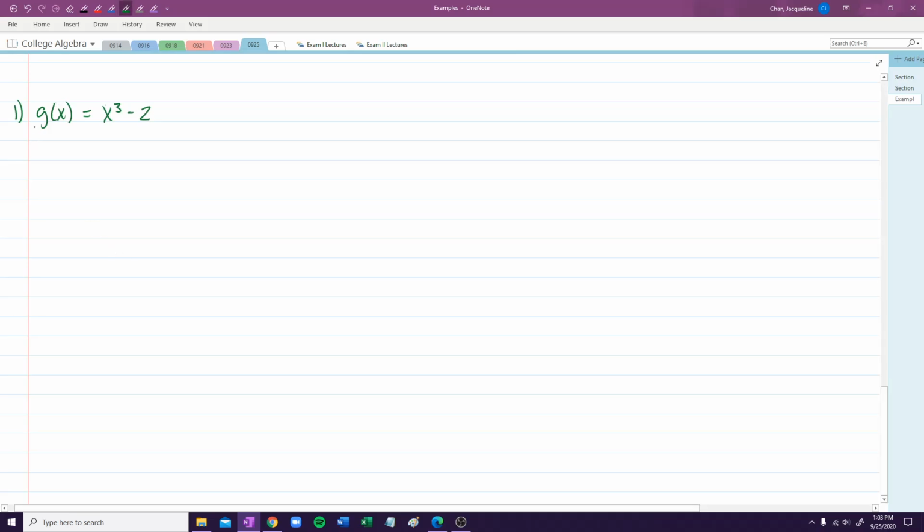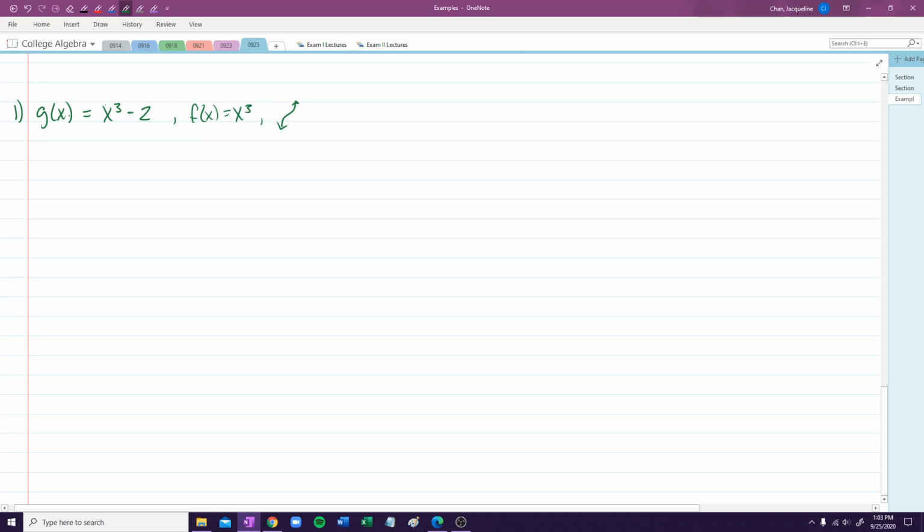Okay. So again, I have g of x equals x cubed minus 2. So my parent function is just x cubed. This one's a little easier to see because it's just right there and subtracted by a number. It's a little more difficult when there are coefficients and other stuff within that cubed. But this one's x cubed, so the general graph is going to look like this.